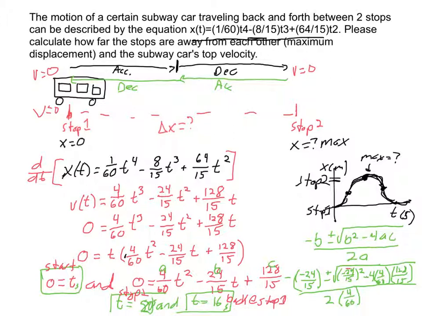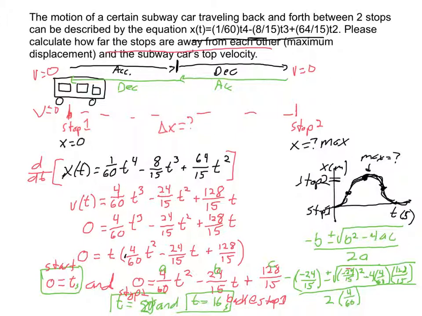Okay, here's what we're going to do. We're not solving for the time, we're solving for how far the stops are away from each other. So we're assuming that we're right in this logic that t equals 0 is the starting point, t equals 8.0 seconds is at stop number 2, and at 16 seconds it's come back to stop number 1. That's very logical, but we need to double check ourselves, and we need to solve for the displacement.